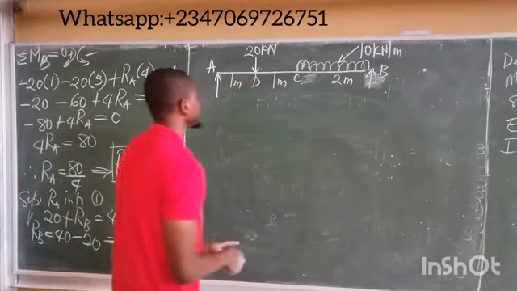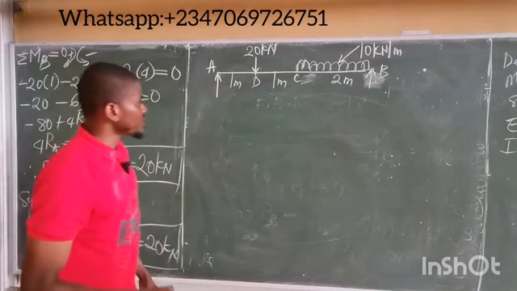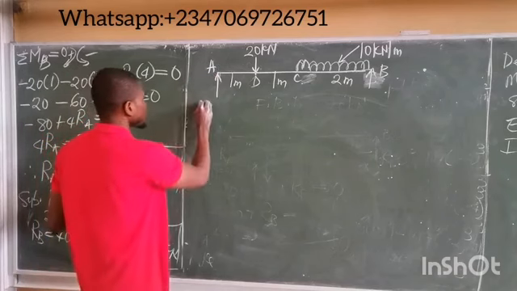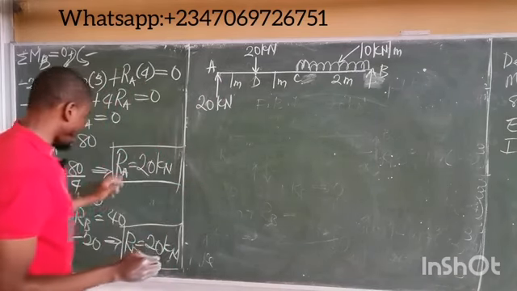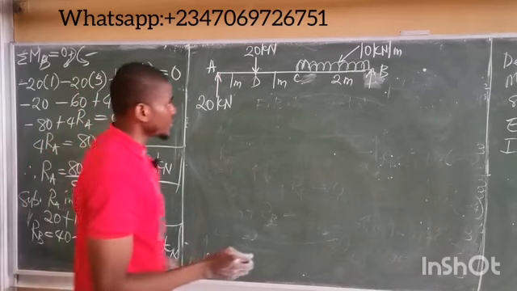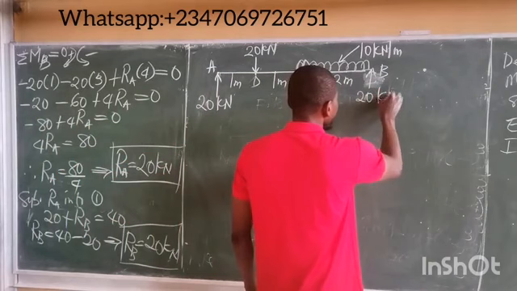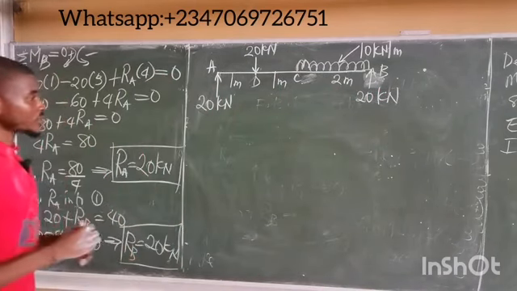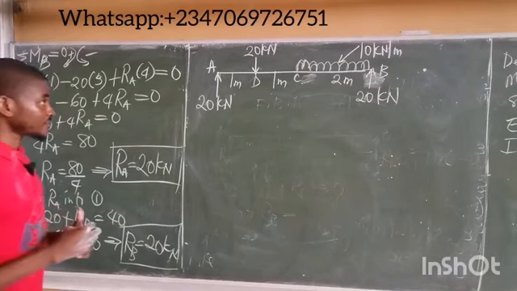All right, so having known these reactions now at support A and support B, we simply put in their values. RA is 20 kilonewtons, so it means here we have 20 kilonewtons. Also, RB is 20 kilonewtons. It means that here as well we have 20 kilonewtons. So we can now employ the Macaulay's method to carry out this beam deflection analysis.